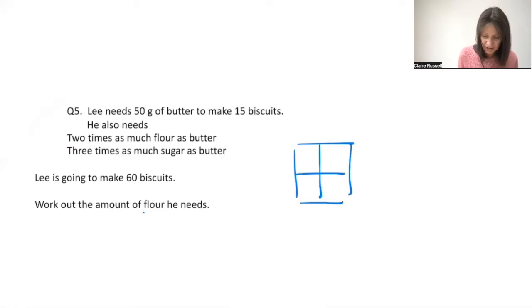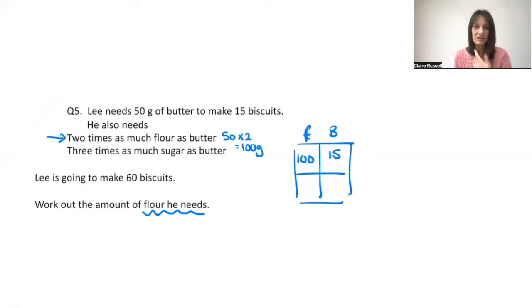And think about the question, it's the flour. Here, they're telling me 2 times as much flour is needed. So I've got to take the butter and times that by 2, and I know that it's 100 grams of flour that are needed for the 15 biscuits. So I'm going to put 100 in here, 15 in here. They're my biscuits. That's my flour or my grams, whatever I want to refer to it as. Your labels are whatever you want them to be, as long as they make sense.